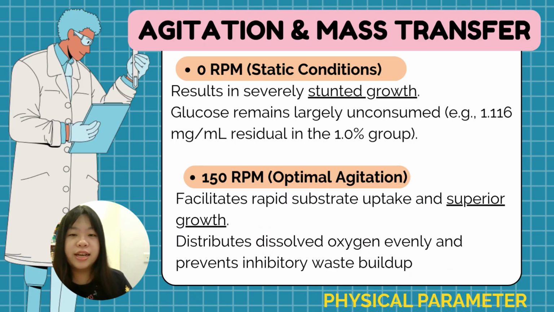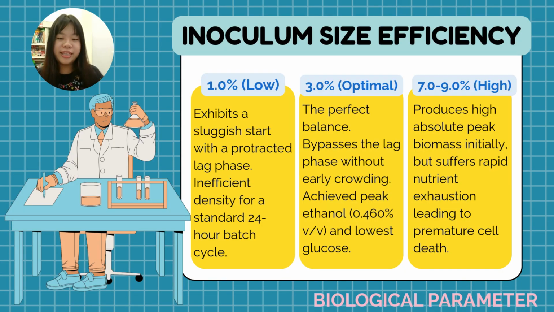Now let's first look at the physical parameter, which is agitation and mass transfer. Our results clearly show that static conditions at 0 rpm result in severely stunted growth, leaving the glucose largely unconsumed, with about 1.116 milligrams per milliliter residual in the 1% group. Conversely, introducing optimal agitation drastically changes the environment. Proper mixing facilitates rapid substrate uptake and superior growth by evenly distributing dissolved oxygen and preventing the build-up of inhibitory metabolic waste.